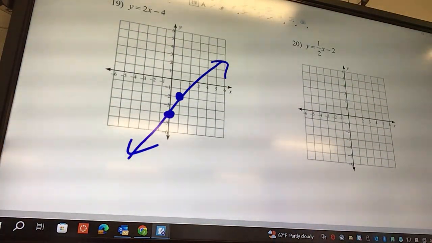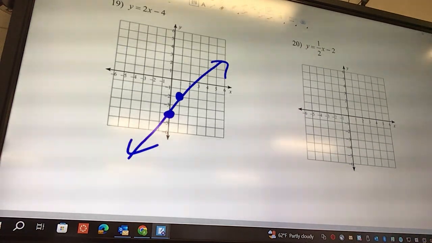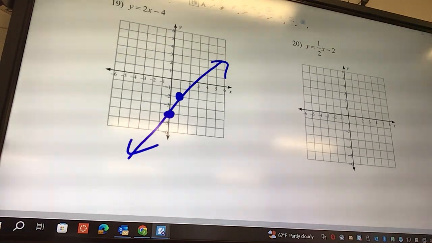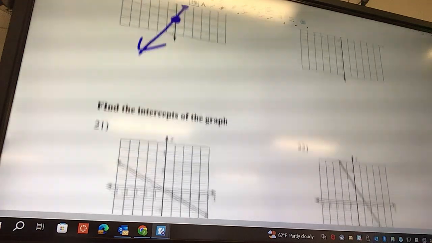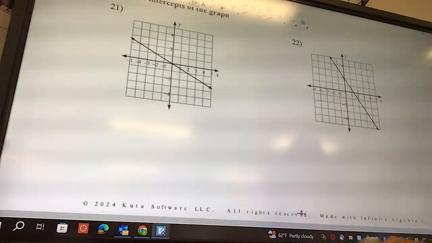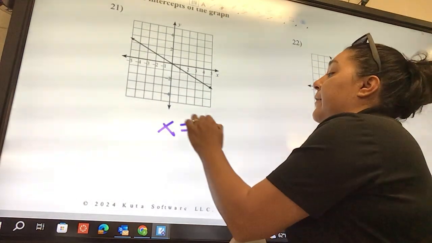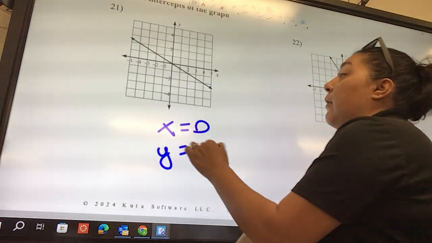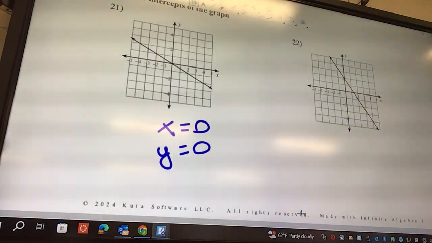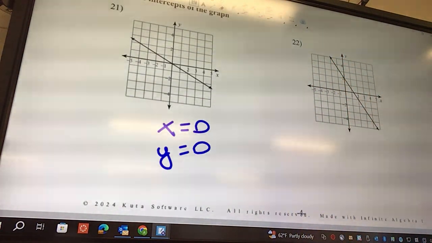Okay, 21 says find the intercepts of the graph. Essentially, where does it cross the x line? Where does it cross the y line? It crosses the x line at where? 0. Where does it cross the y at? 0. Also at 0. Okay, so in this case, the x and y intercept is at 0.